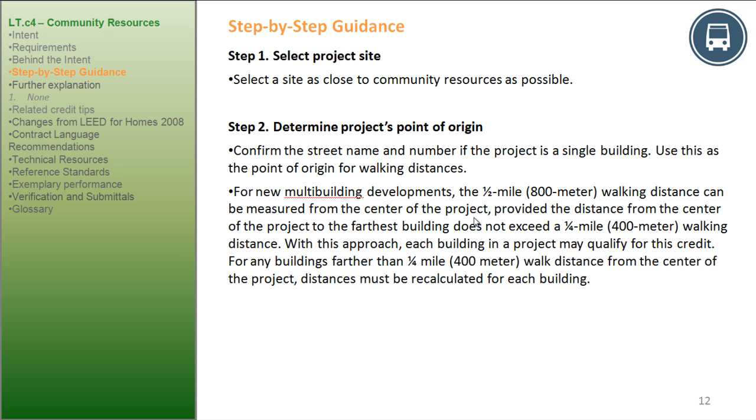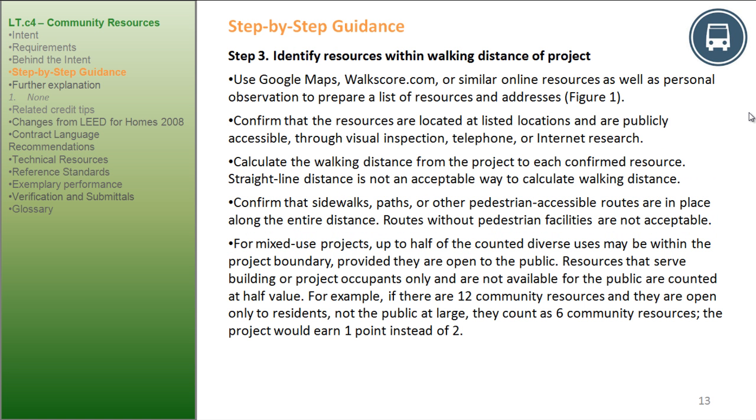For new multi-building developments, the 1/2 mile or 800-meter walking distance can be measured from the center of the project, provided the distance from the center of the project to the farthest building does not exceed a 1/4 mile or 400-meter walking distance. With this approach, each building in a project may qualify for this credit. For any buildings farther than 1/4 mile or 400-meter walking distance from the center of the project, distances must be recalculated for each building.